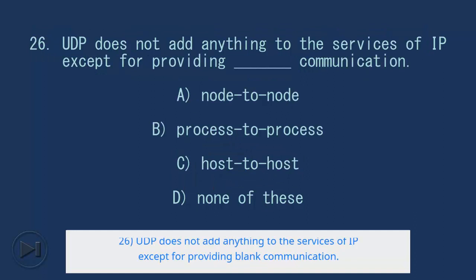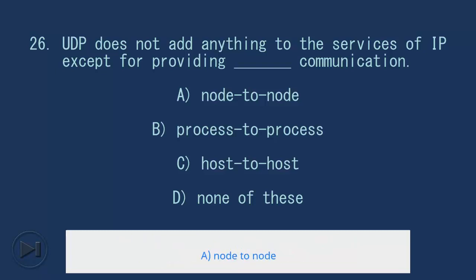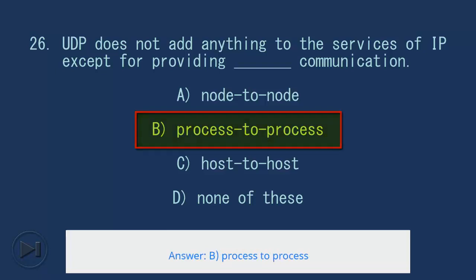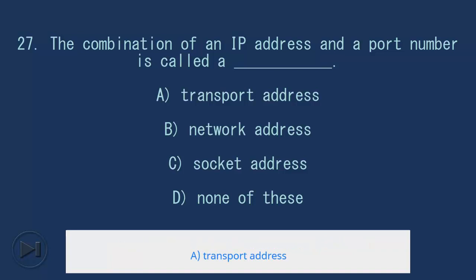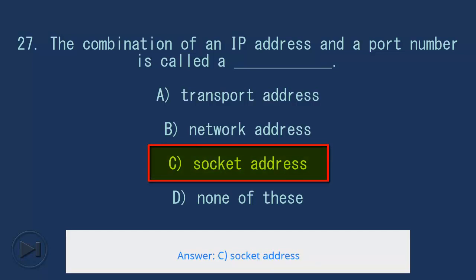26. UDP does not add anything to the services of IP except for providing blank communication. A. Node to node. B. Process to process. C. Host to host. D. None of these. Answer, B. Process to process. 27. The combination of an IP address and a port number is called a blank. A. Transport address. B. Network address. C. Socket address. D. None of these. Answer, C. Socket address.